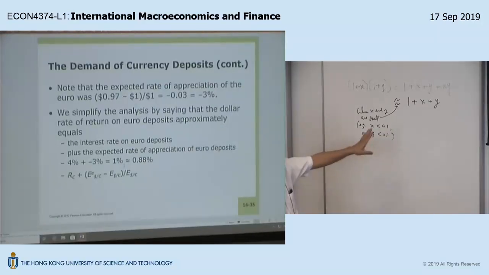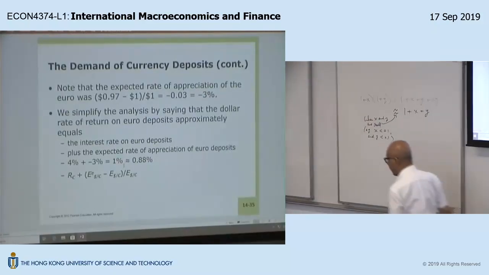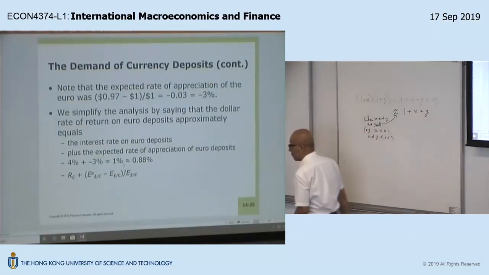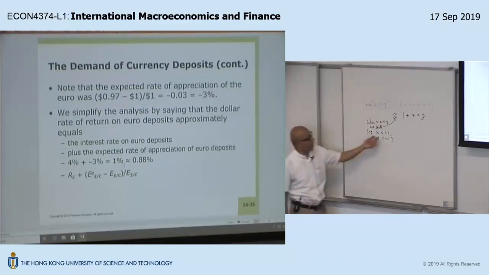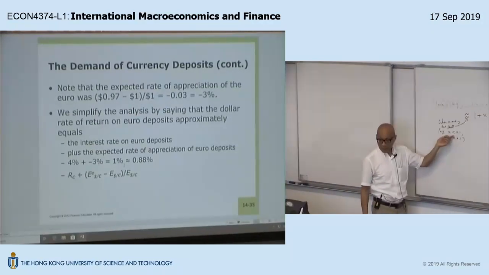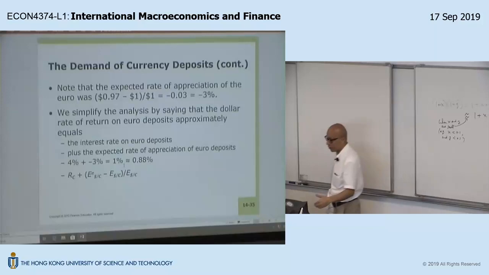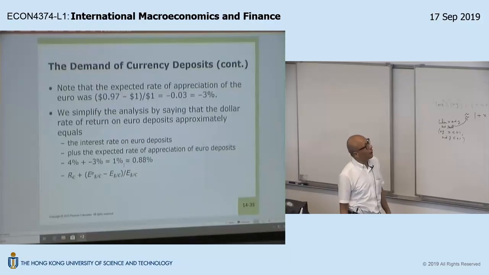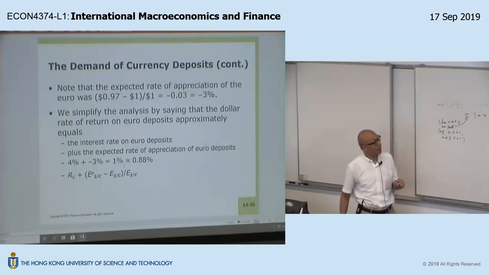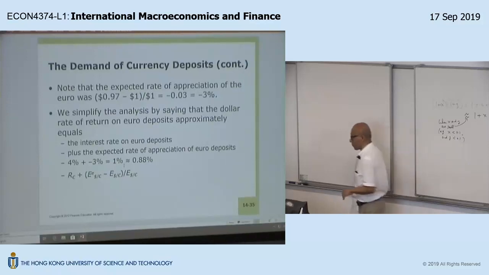So this is why we use this approximation. This is a rule of thumb, and we're going to stick to this because usually interest rates are less than 10% per year, and also the expected rate of appreciation of a currency against another currency is usually less than 10%. So that's why we use that. Okay, does that make sense?